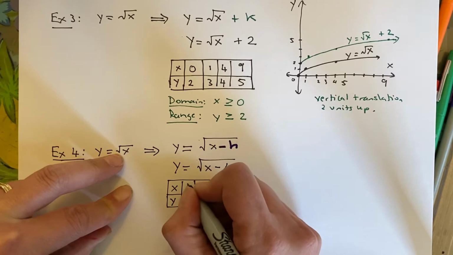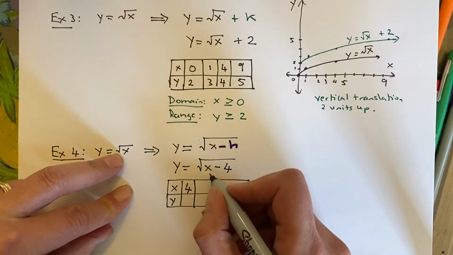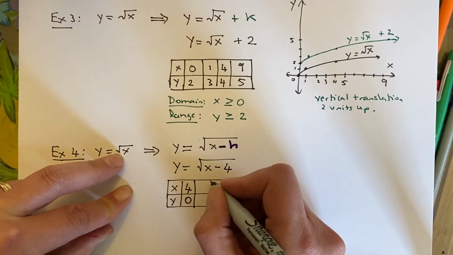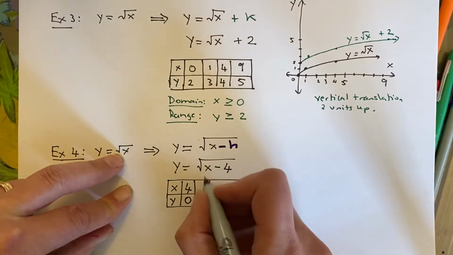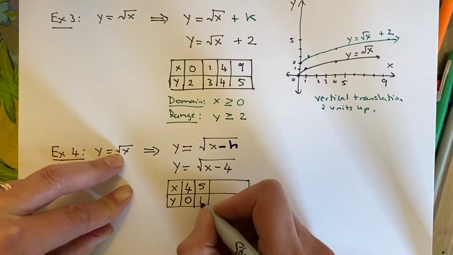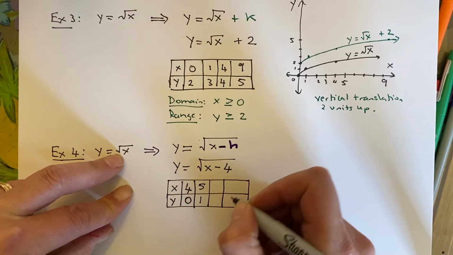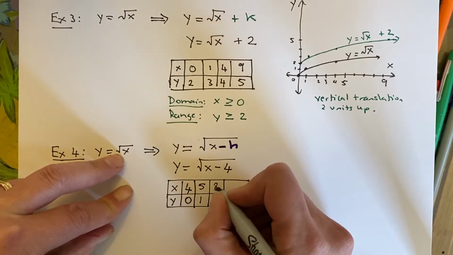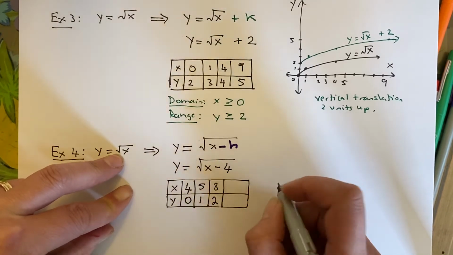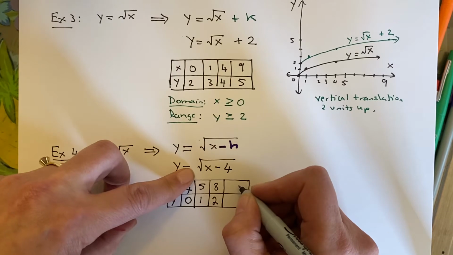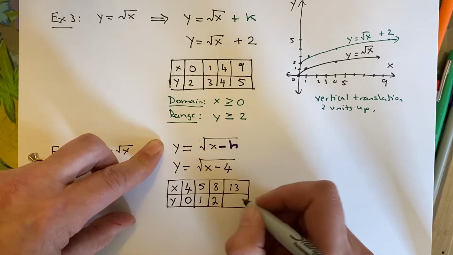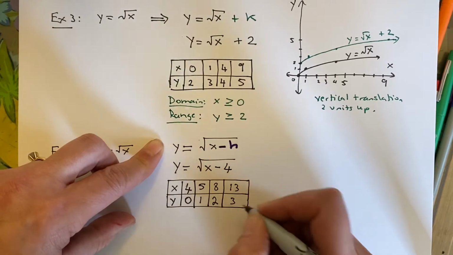So the first number I can actually put in is 4, and I get the square root of 4 minus 4, which is 0, and the square root of 0 is 0. I can also put in 5. 5 minus 4 is 1, square root of 1 is 1. And I can put in 8, because 8 minus 4 is 4, square root of 4 is 2. And if I can fit it, I can put in 13, because 13 minus 4 is 9, square root of 9 is 3.